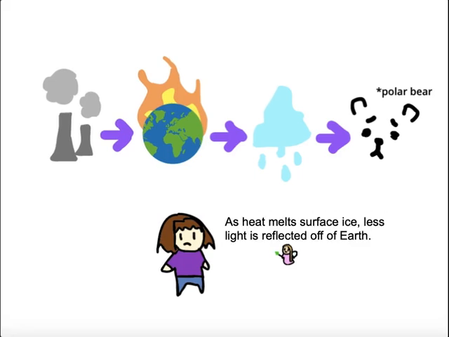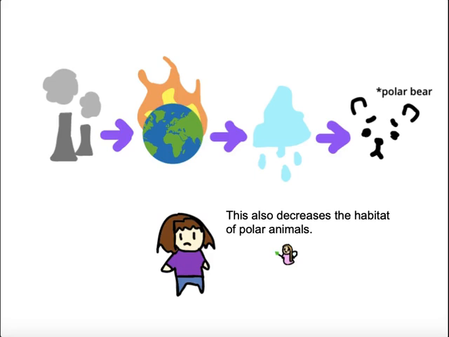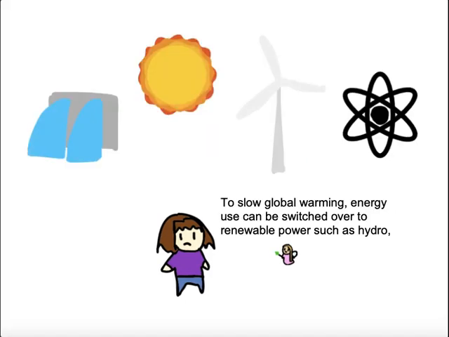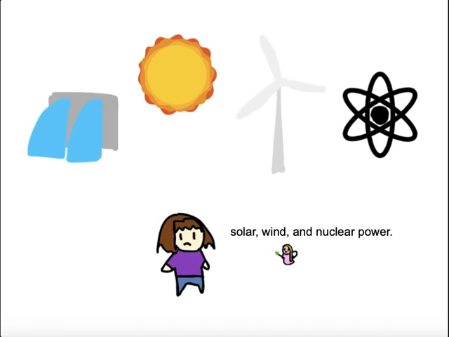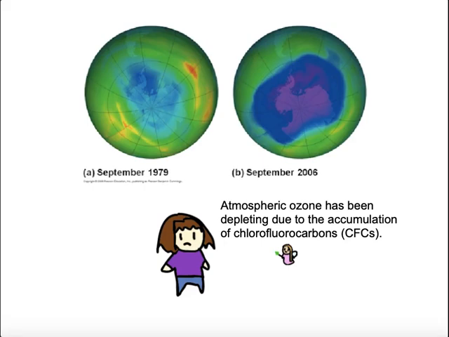As heat melts surface ice, less light is reflected off of Earth. This also decreases the habitat of polar animals. Meanwhile, the number of forest fires has been increasing. To slow global warming, energy use can be switched over to renewable power such as hydro, solar, wind, and nuclear power. Atmospheric ozone has been depleting due to the accumulation of chlorofluorocarbons.